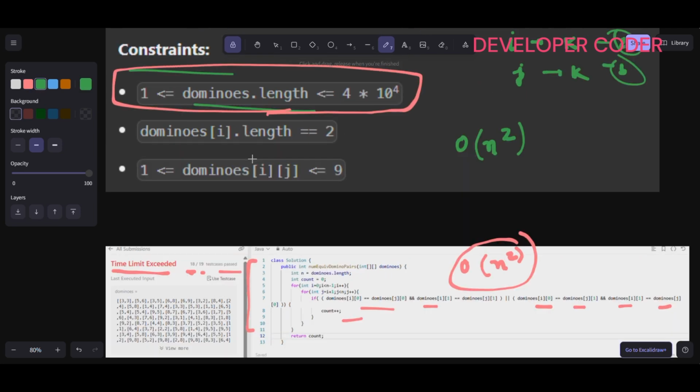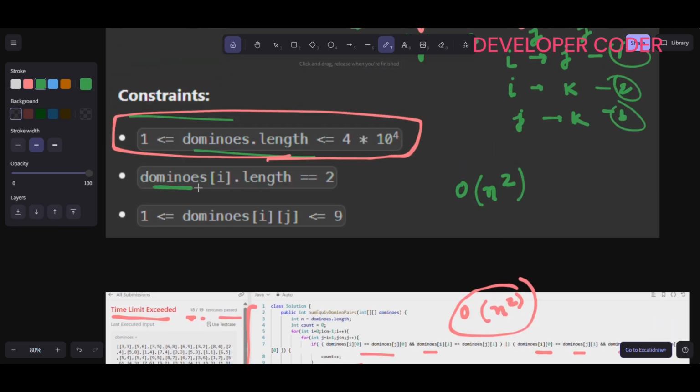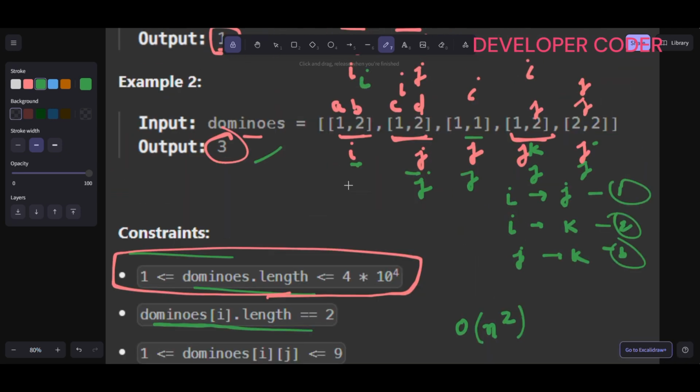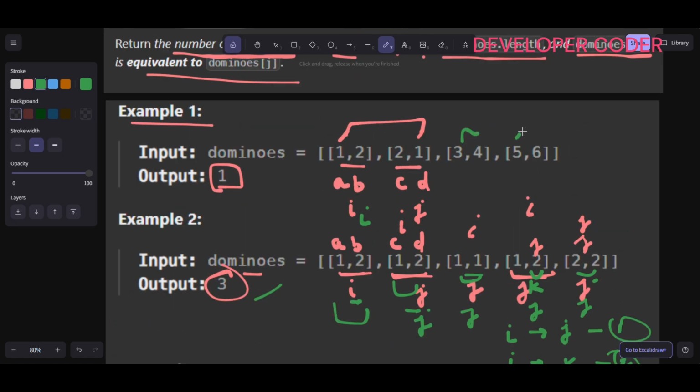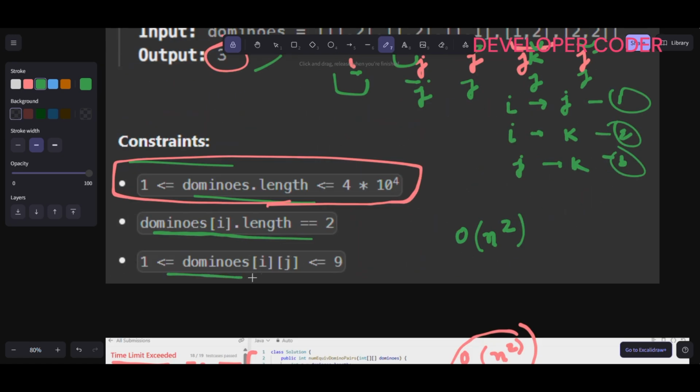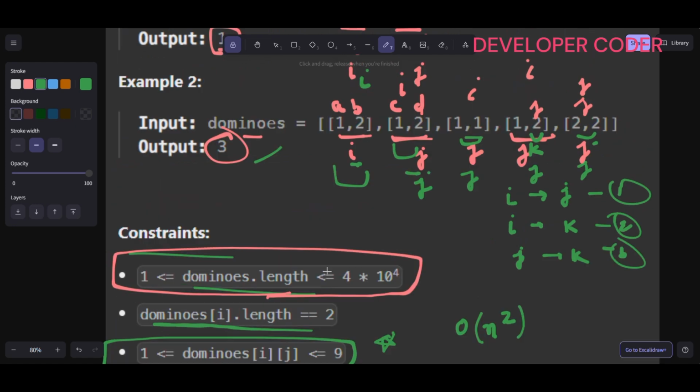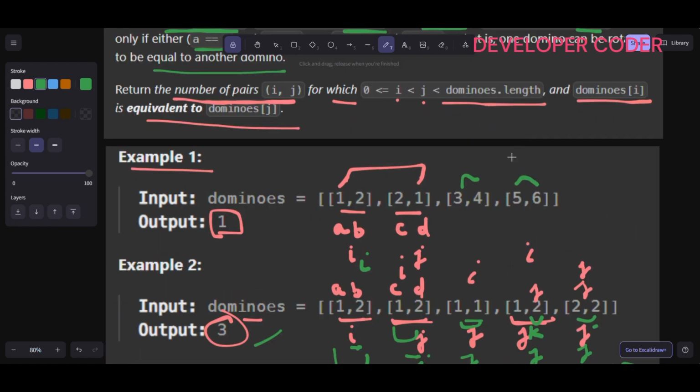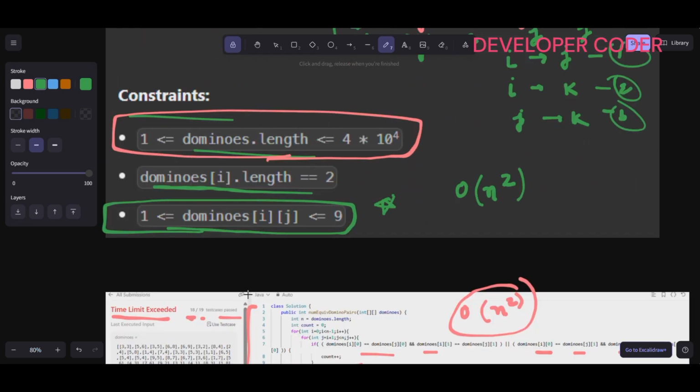So here, the second constraint, if you see, dominoes of I dot length is equal to 2, so only two values are here, right. 1 2, 1 2, 1 1, 1 2, 2 2, only two values, 3 4 5 6. And here this is important: in dominoes of I and J, we have values from 1 to 9 only. See here 1 2, we are using 3 6. So we can use only 1 to 9: 1 2 3 4 5 6 7 8 9.